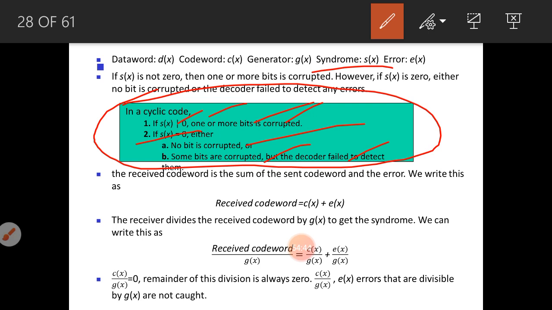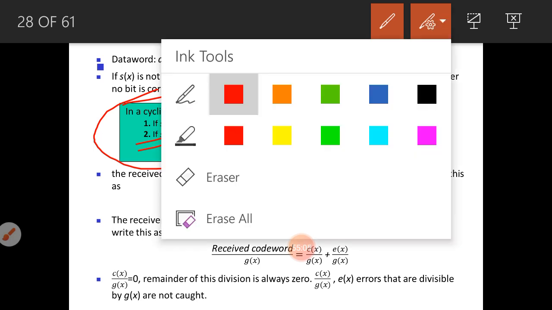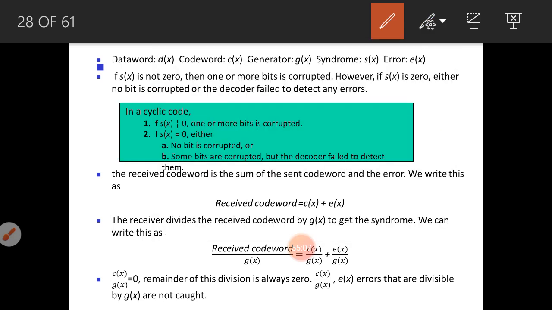So what is the meaning of this particular block? If s of x, that is the syndrome value, is not equal to 0, then one or more bits have been corrupted. If it is equal to 0, it means no bit has been corrupted, or some bits are corrupted but the decoder failed to detect. So that is the meaning of that.